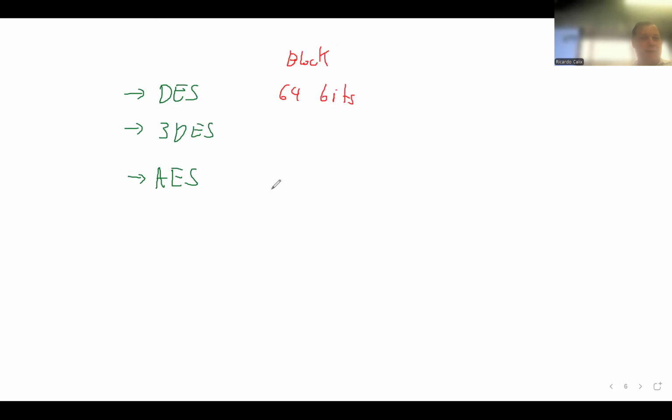Whereas for AES, you use 128 bits. So we'll see later on in the slides that essentially, having a larger block might provide more security. So that's the idea. Okay? So essentially, you can see it grows a little bit.